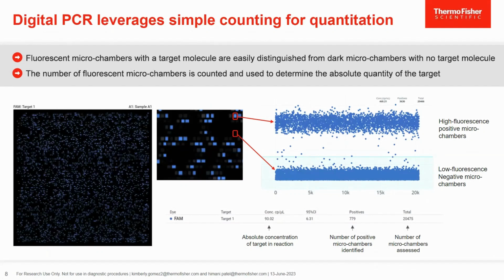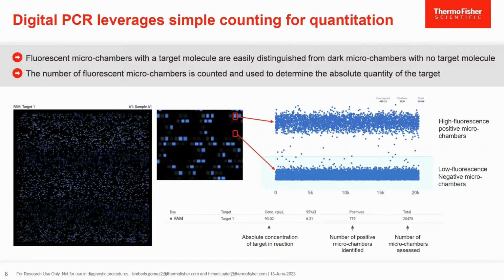After compartmentalization and PCR is performed, individual compartments or microchambers that contain at least one target molecule prior to amplification will fluoresce and will be easily distinguishable from dark microchambers, which do not contain a target molecule prior to amplification. The total number of fluorescent microchambers are counted and used to calculate the absolute quantity of the target within the sample.